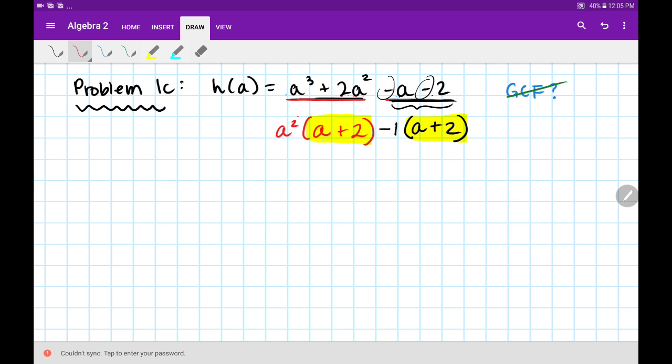And if I factor out the common guy, that's a plus 2, he gets his own parentheses. Okay, I've pulled him out. The common guy gets his own parentheses. And then what's left over gets its own parentheses. So that would be a squared minus 1.